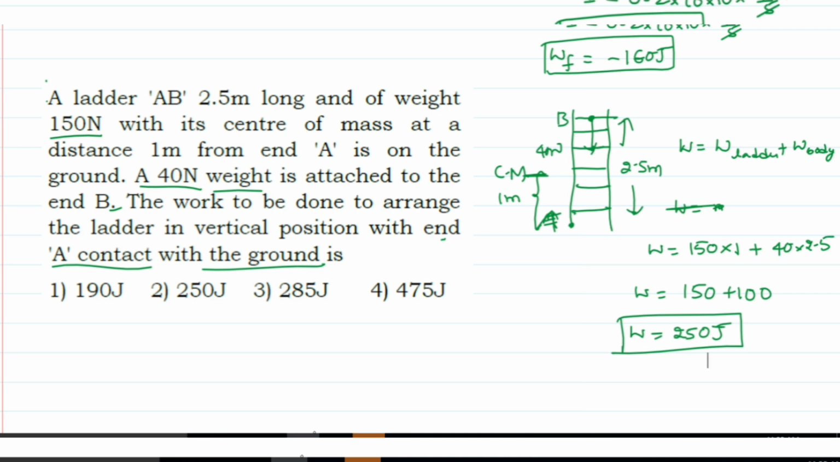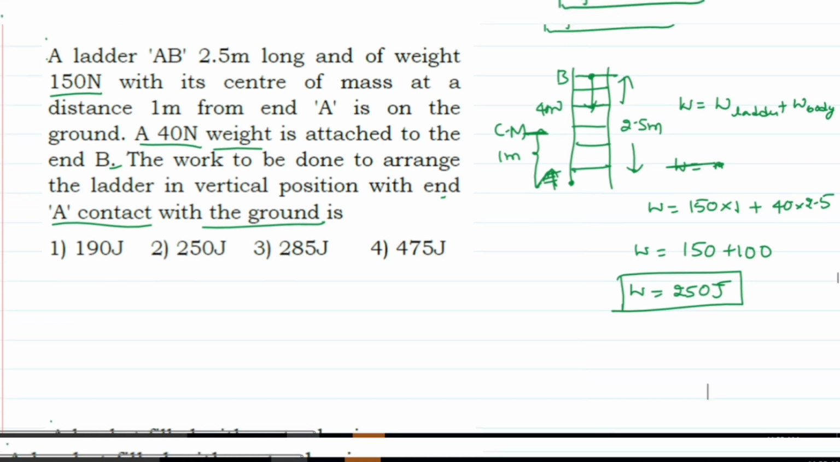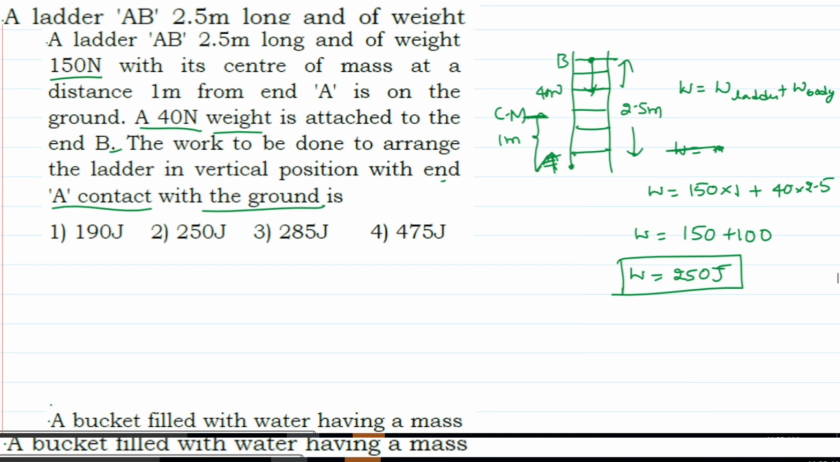For a uniform body you can take the center of mass or center of gravity. Already in the question it's given that it is located at 1 meter distance, and second, the body and displacement are given. Displacement is nothing but 2.5 meters distance.